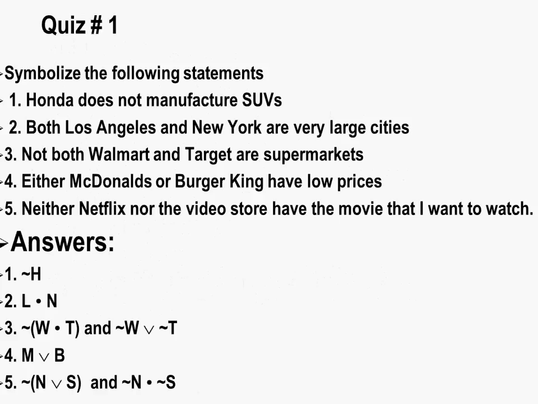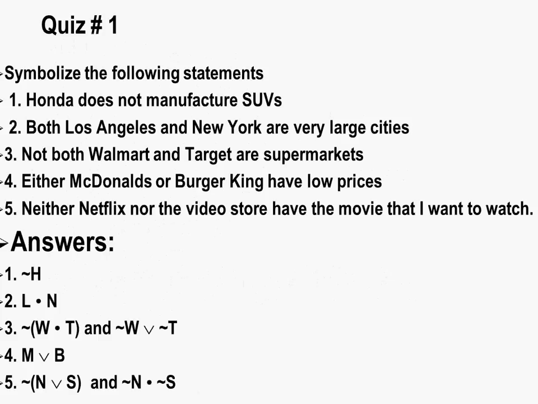Neither Netflix nor the video store have the movie that I want to watch. The first one on the left, we have the tilde outside of the N or S, and that's because inside the parentheses it's basically saying neither Netflix has the movie that I want to watch nor the video store has the movie that I want to watch. And so there is a disjunction inside the parentheses, and what the tilde outside of it does is basically saying that there's a negation that applies to both, right? That neither of them has the movie that I want to watch.